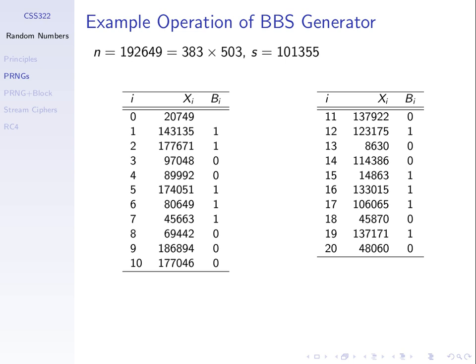And if P and Q are very large, when we multiply them together, N will be very large. And note, we mod by N. The larger N, the larger the possible values that we get in the answer. So we will not repeat for a long time if N is very large. So just another example of a random number generator.